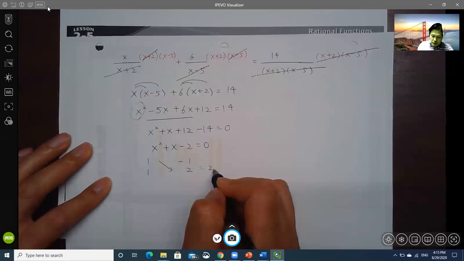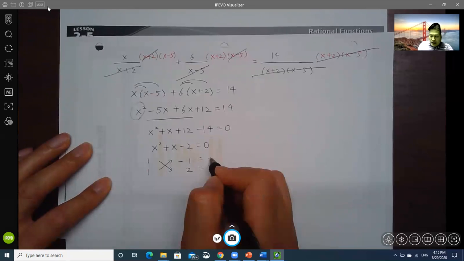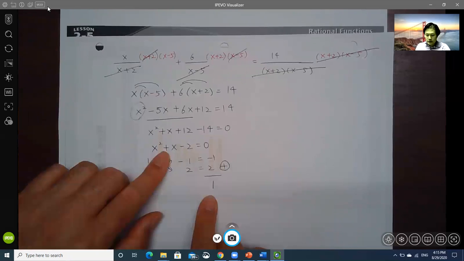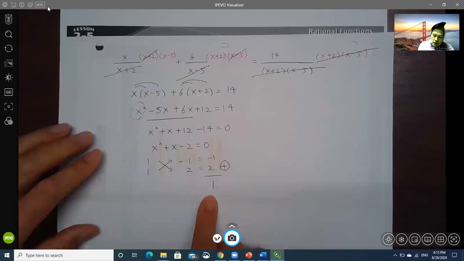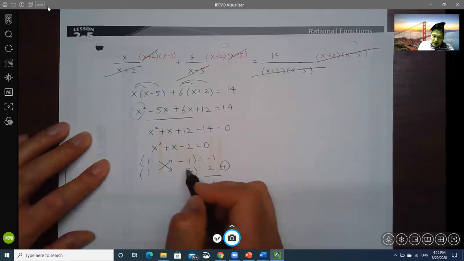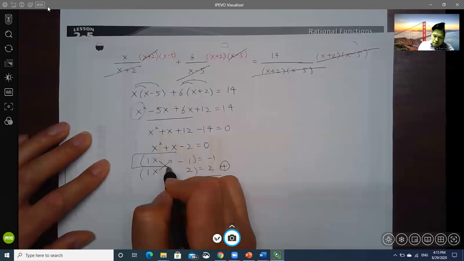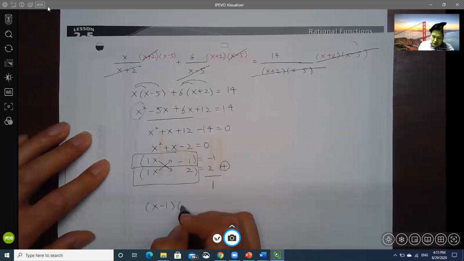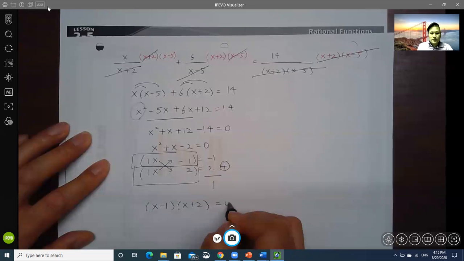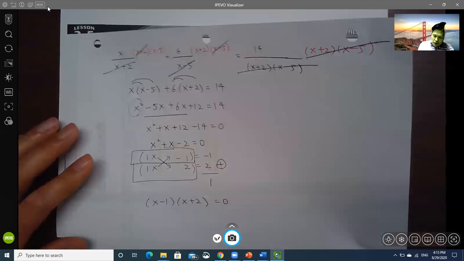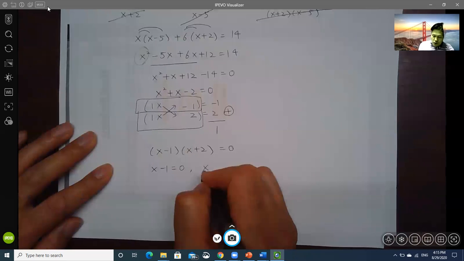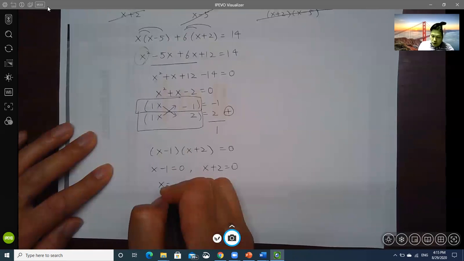Multiply, cross, add them. This number should match the coefficient of x. We found a combination. Parentheses, throw x there, top floor, bottom floor. x minus 1, x plus 2 equal to 0. We got two zeros here. x minus 1 equal to 0, x plus 2 equal to 0, x equal to 1, x equal to minus 2.